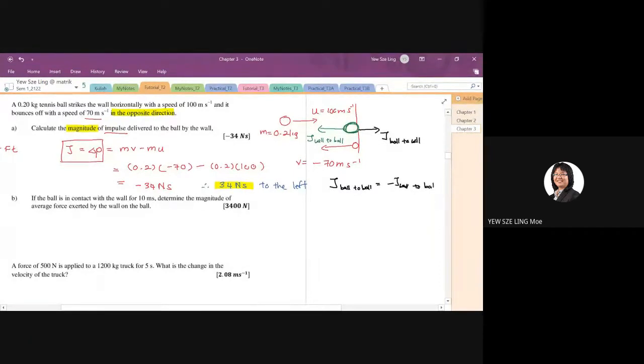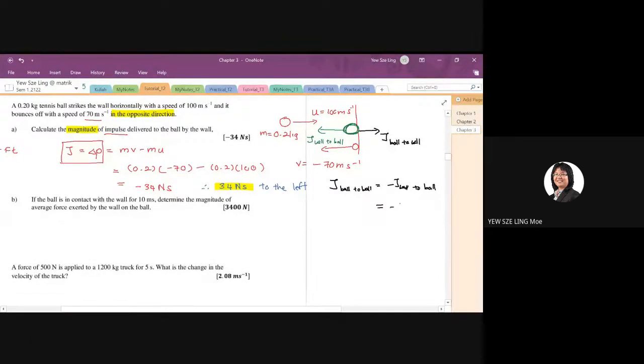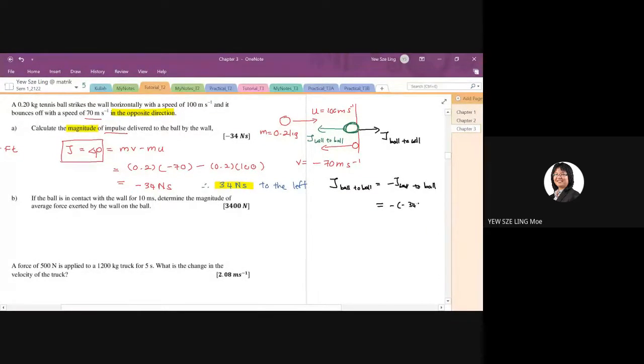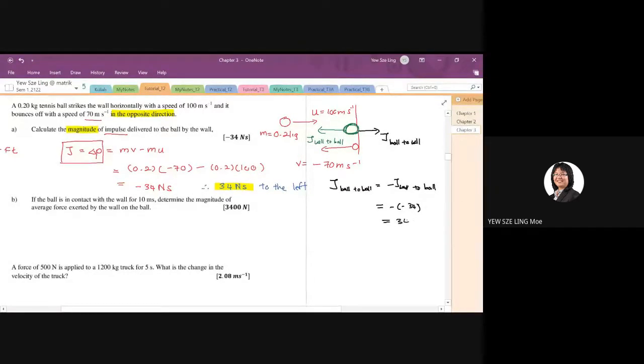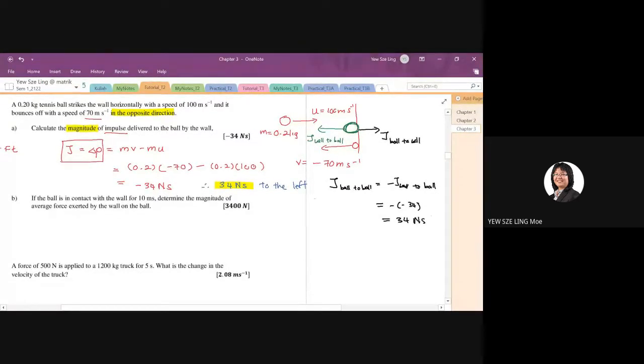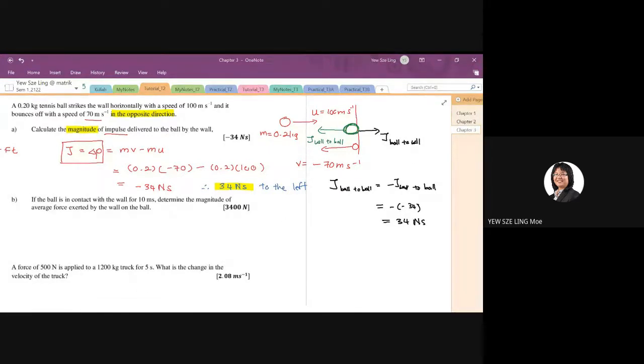All right. Therefore, it is negative 34, and you have a positive 34 Ns. So it means the impulse is going to the left. Okay, so does it make sense? Yes, it is. Because you look at my diagram.